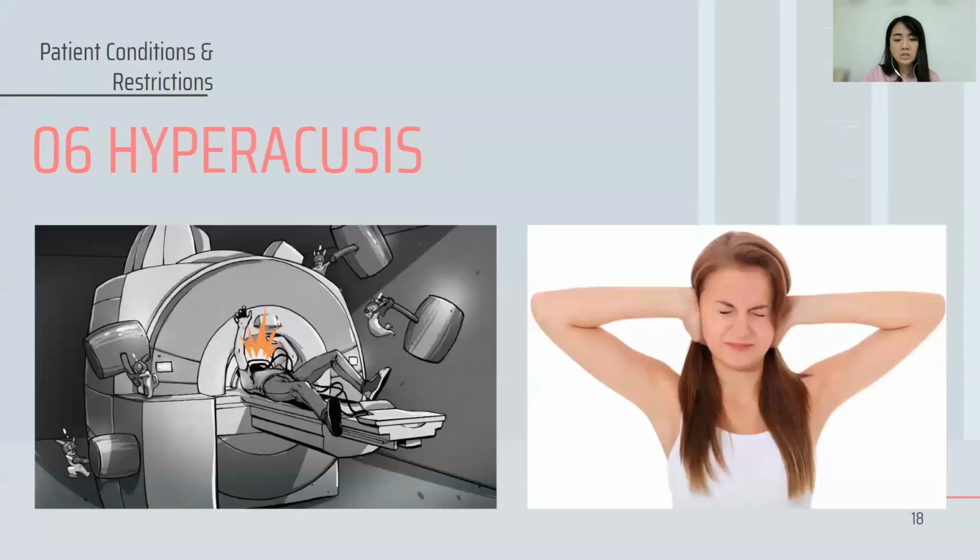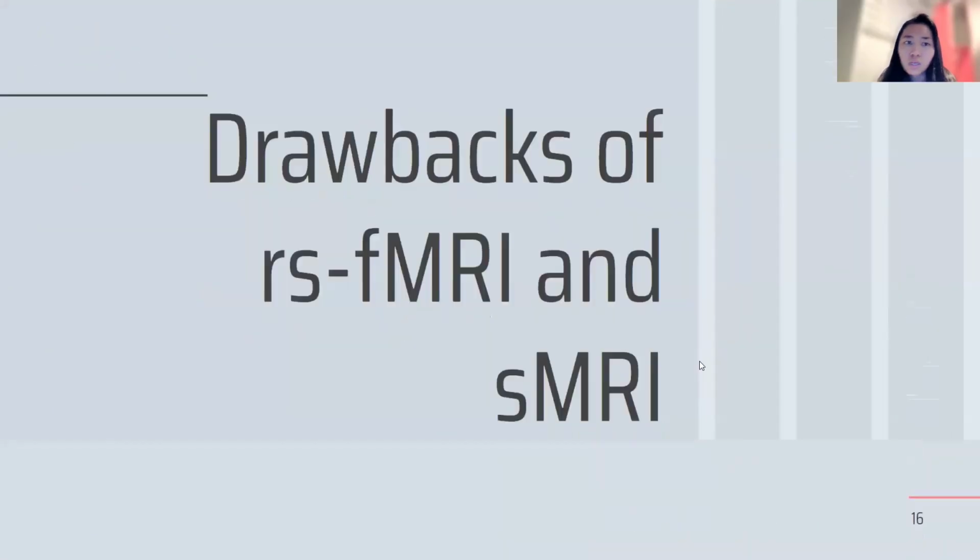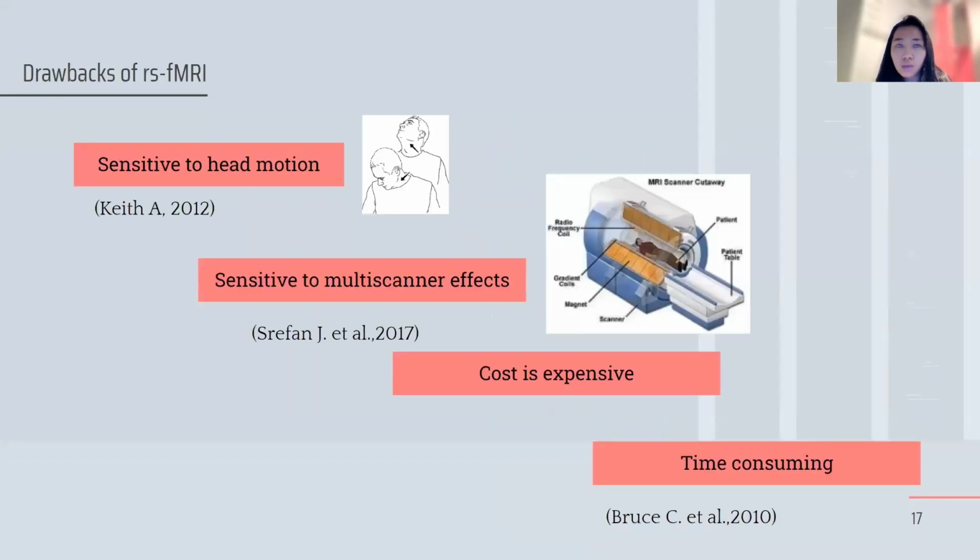The vibration generated by the strong magnetic field inside the MRI device will produce a loud noise, which may affect the patient's hearing. Therefore, during the scanning, the patients and operators are encouraged to wear hearing protection to minimize pain and discomfort. So I'll continue with the drawbacks of RSfMRI and SMRI.